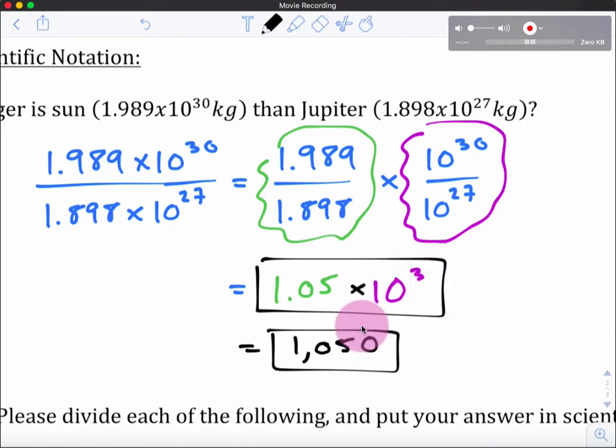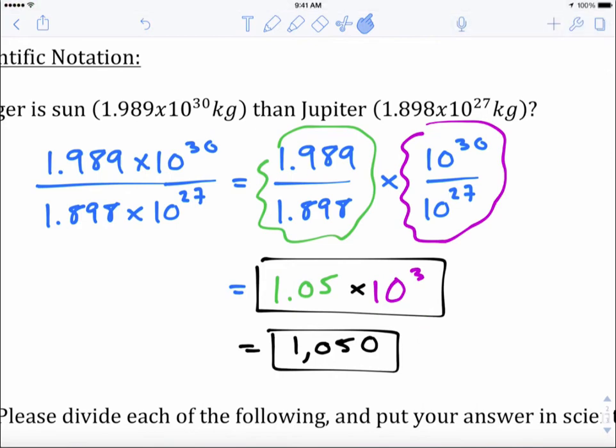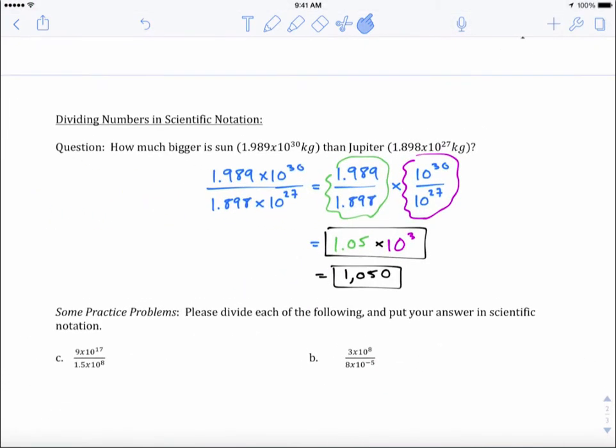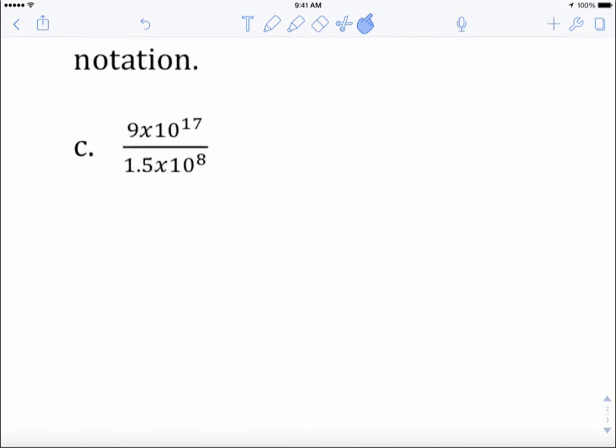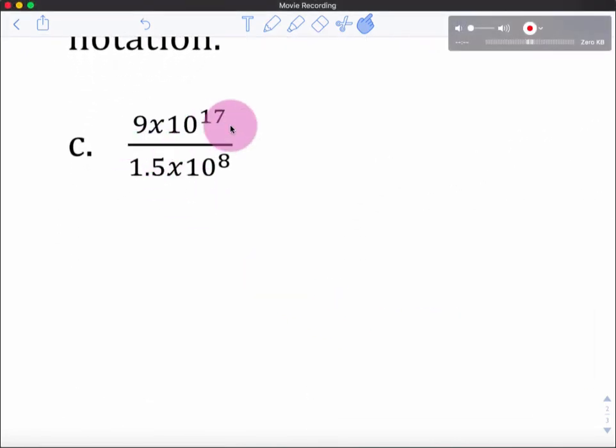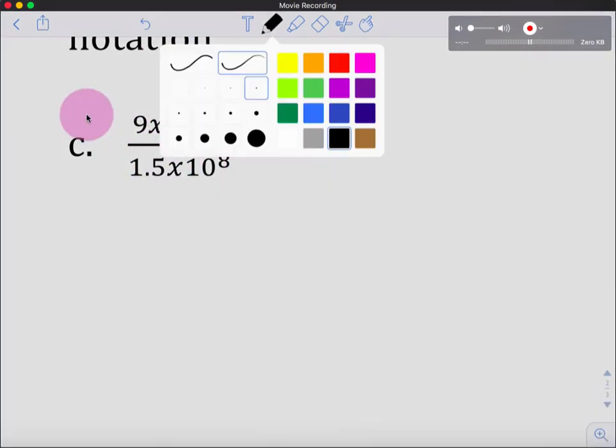So that's just a really helpful way to capture that information, in which scientific notation really uncovers the relationship. So the sun is about 1,000 times bigger than Jupiter. Who knew? Okay, but that kind of uncovers the general strategy for dividing numbers in scientific notation. So let's do it. All right, so in our first example, 9 times 10 to the 17th divided by 1.5 times 10 to the 8th, both in scientific notation. Let's do a little dividing and conquering.